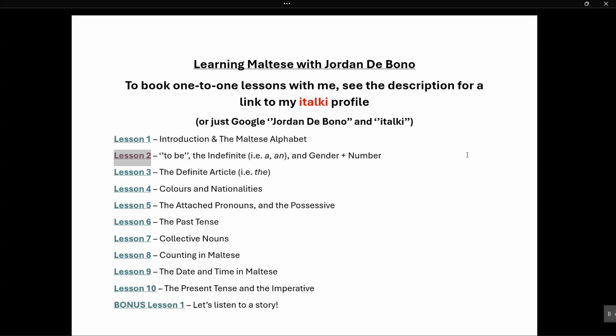I trust that you've already seen my first lesson, Introduction and the Maltese Alphabet. In that lesson, I spoke a little bit about Malta, about the Maltese language, and I introduced the alphabet as well as the pronunciation. In today's lesson 2, we'll be covering the verb to be, the indefinite article a and an, as well as gender and number being singular and plural. Before all of that though, some housekeeping.